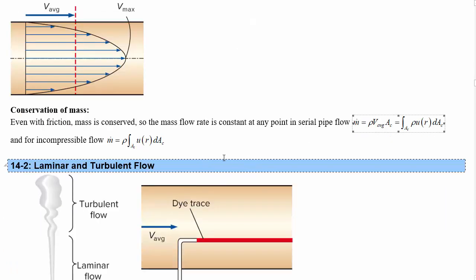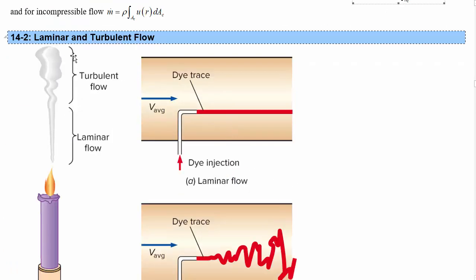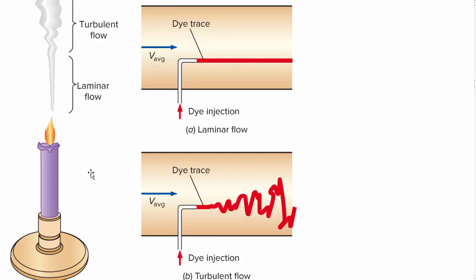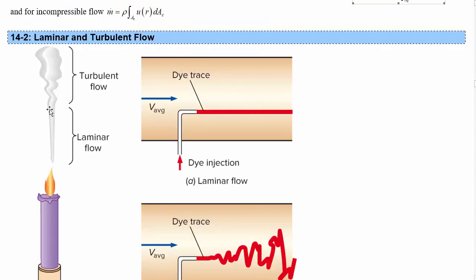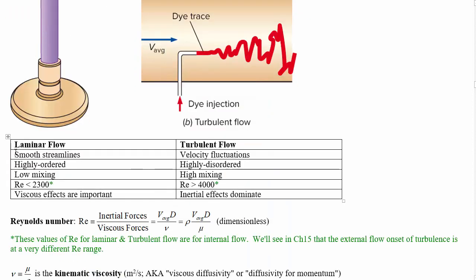Next up, we've got some flow characterization. We've seen this before. So laminar and turbulent flow. Laminar flow is that slower, smoother flow. Turbulent is the faster, more chaotic flow. And some more numbers to this than we had originally. Laminar flow gives smooth streamlines, highly ordered, low mixing, Reynolds number less than about 2300, and viscous effects are very important. Turbulent, high velocity fluctuations, highly disordered, high mixing, Reynolds number is greater than about 4,000, and inertial effects dominate.